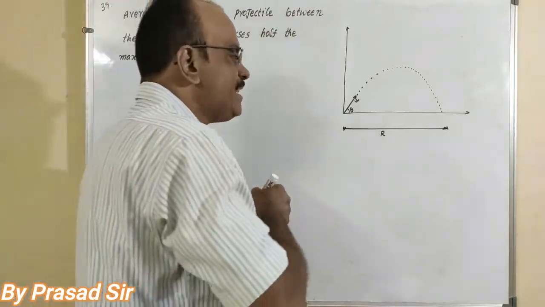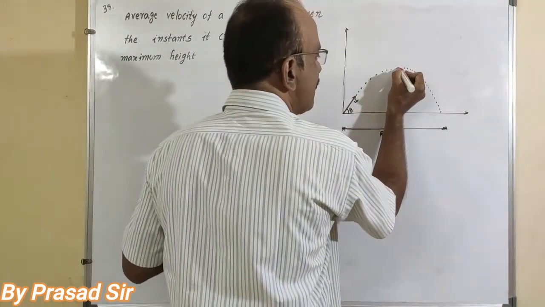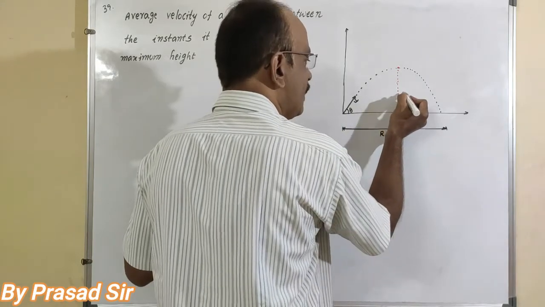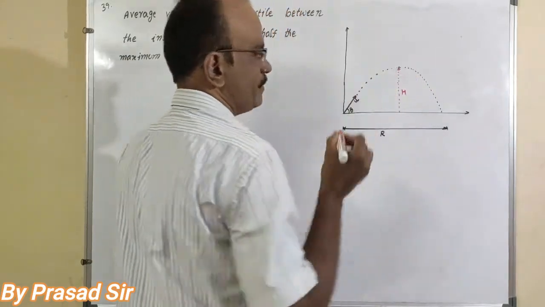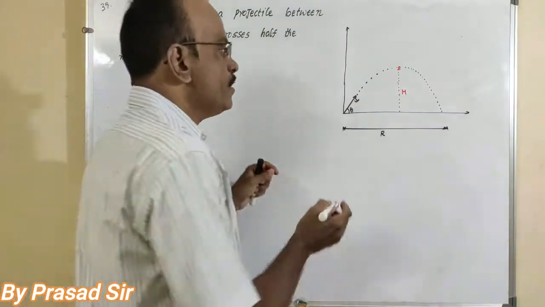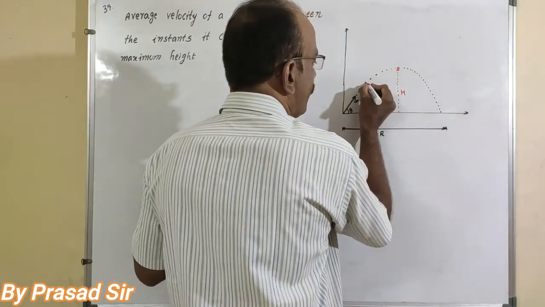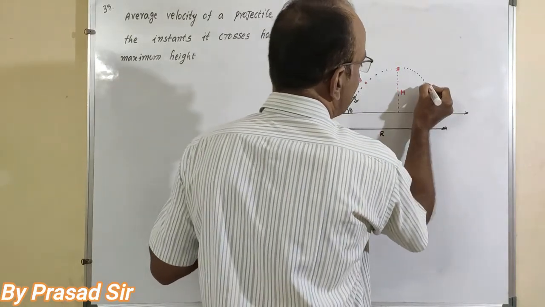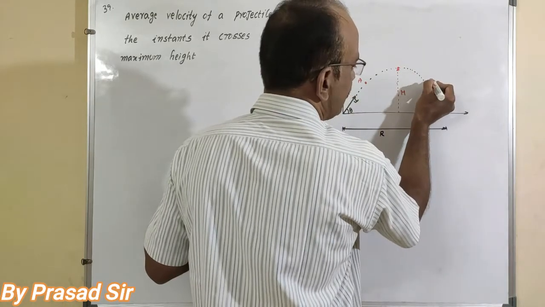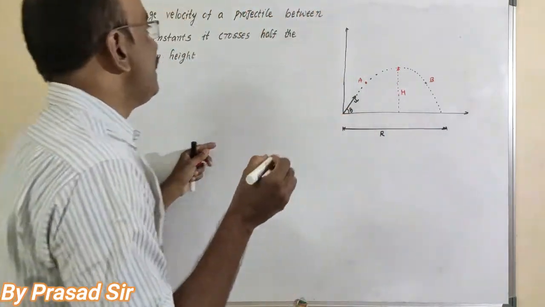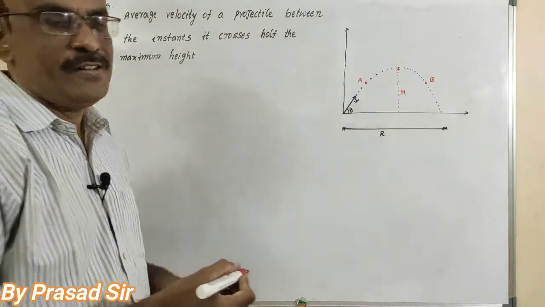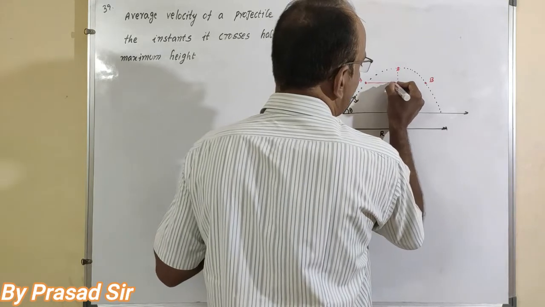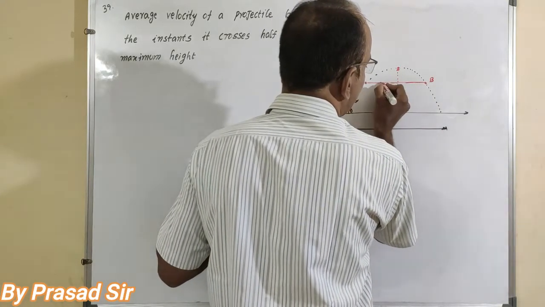So what is the maximum height here? This is the maximum height. From here to here is called the maximum height. Between two instants, let us consider this one particular instant as point A, and here another instant on this side as point B. So here we want to calculate the average velocity between these two points.